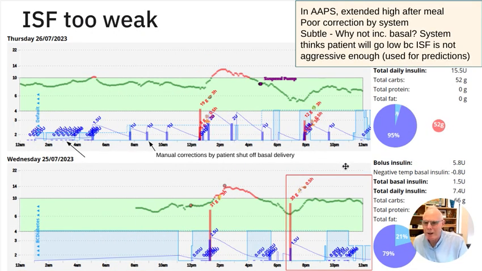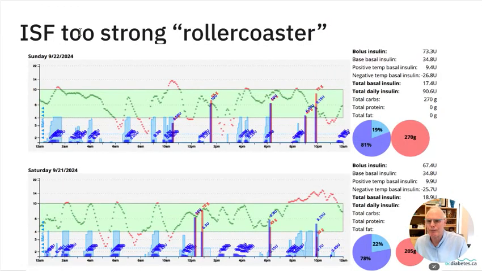ISF is too weak. If you look at this, here the patient is high overnight and fasting. I told you right at the beginning as one of our first principles that if it's overnight, increase the basal insulin. That actually may not work with some of the more sophisticated algorithms, because the system thinks the patient will go low because the ISF is not aggressive enough. So occasionally an overnight high will be fixed by strengthening the ISF.